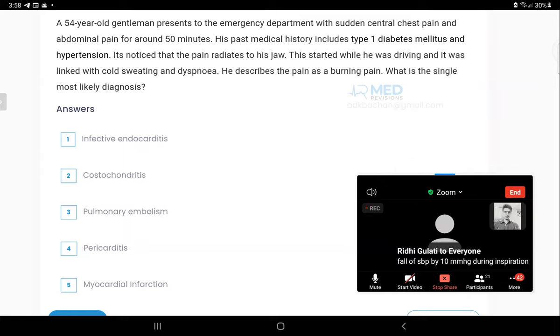Yes, fall of blood pressure of 10 mmHg or more during inspiration. Thank you for reminding us that. All right, okay, that is great, Dr. Brevin and the previous doctor.